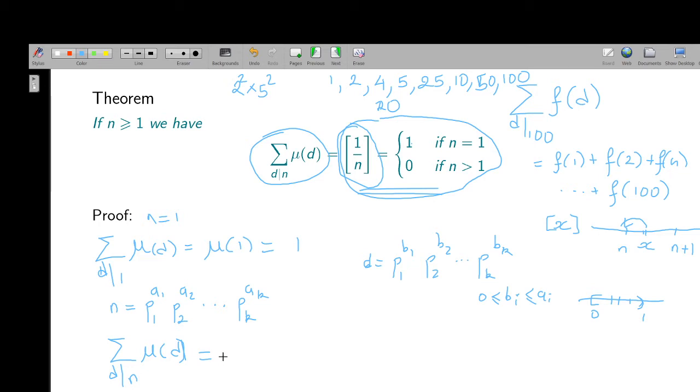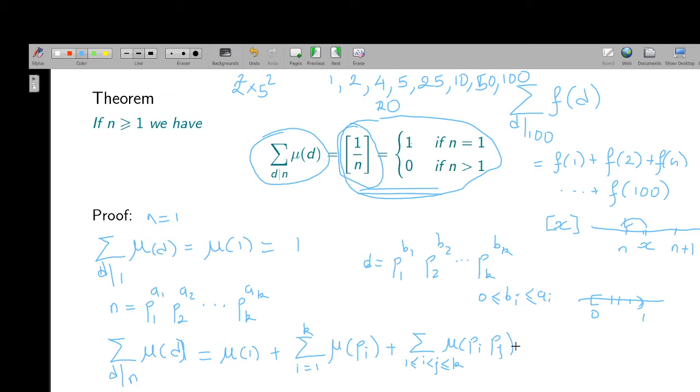So firstly 1, so mu of 1, plus you have the distinct primes, that is i going from 1 to k, mu of pi, plus summation over two distinct primes. So we can write that as 1 less than or equal to i, strictly less than j, less than or equal to k, mu of pi times pj.